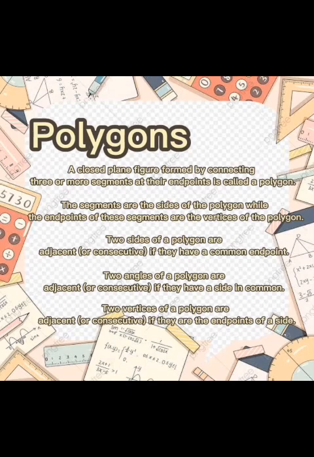Two sides of a polygon are adjacent or consecutive if they have a common endpoint. Two angles of a polygon are adjacent or consecutive if they have a side in common. Two vertices of a polygon are adjacent or consecutive if they are the endpoints of a side.